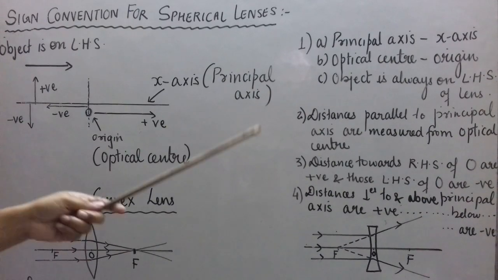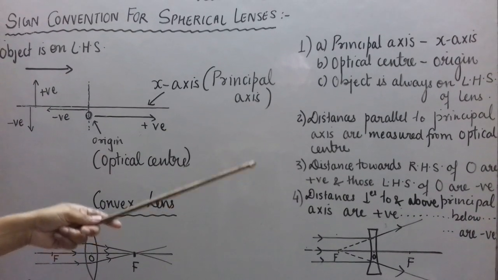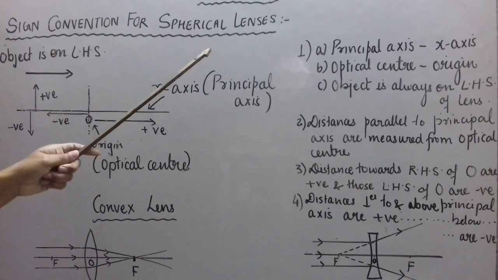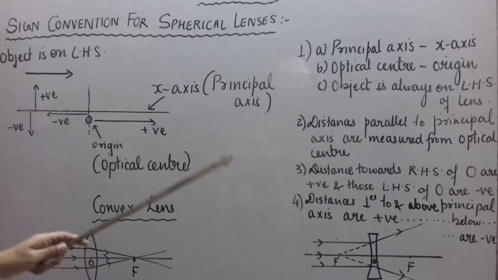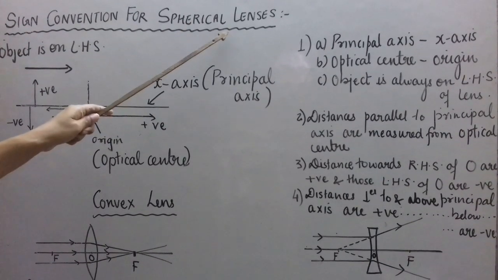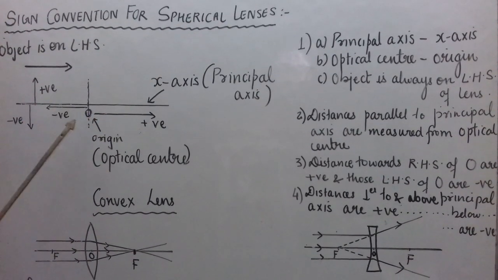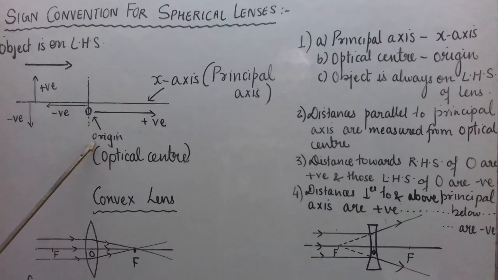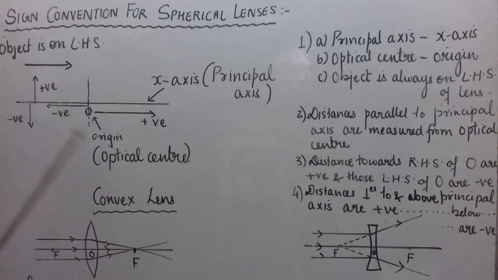In short, I have written the sign convention here. For the complete sentences, you can follow the sign convention for spherical mirrors, because it is exactly the same. Only the difference is instead of mirrors you have to use lenses, and instead of pole you will be using optical center as origin. Rest all points are similar.